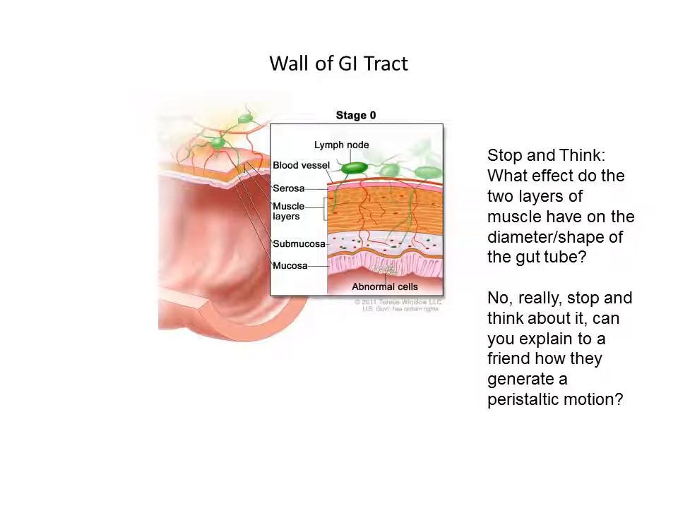Moving backward, there are two layers of muscle. Those are called the muscularis, and those are arranged where there is a circular layer on the inside and a longitudinal layer, so running the length of the gut tube, on the outside. I'm not going to go into it right now, we can discuss it, but stop and think: what happens when each of those muscles contracts in terms of the shape of the gut tube? And how does that get this single pulse pumping mechanism called peristalsis? How does it elicit that motion?